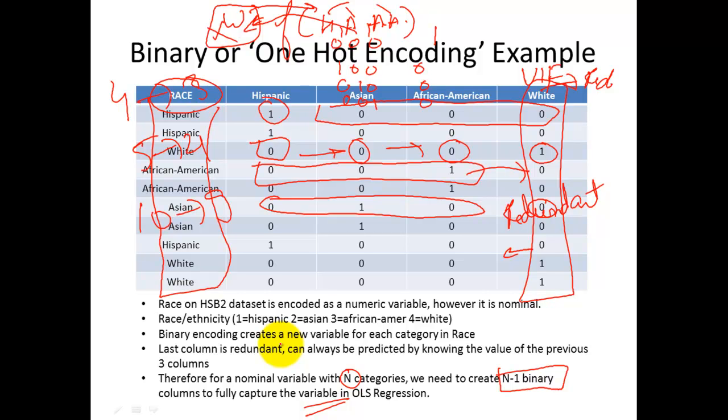So what I'm going to do now is give you an example where we convert the race variable in the HSB2 dataset and recreate our regression model, and see whether bringing in race actually makes the model better or not.